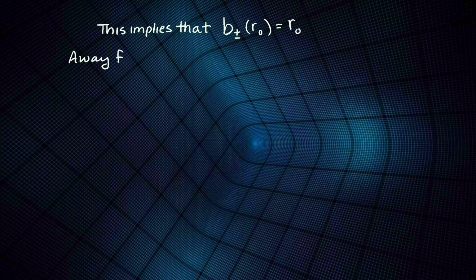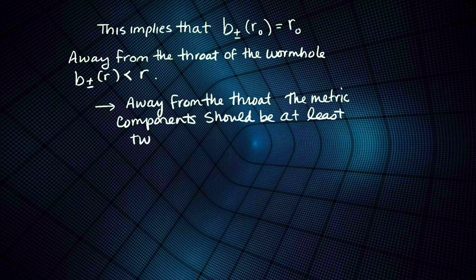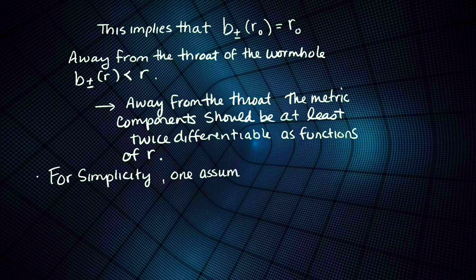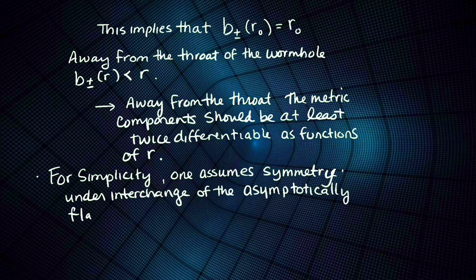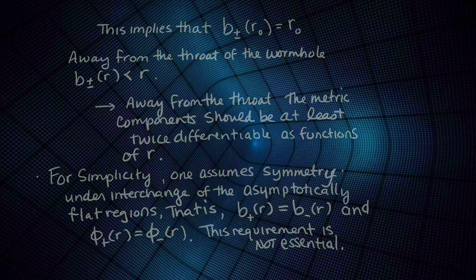What this implies is that our shape function at the throat is equal to r sub 0, and away from the throat of the wormhole, the shape function is less than r. Away from the throat, the metric components should be at least twice differentiable functions of r. And for simplicity, one may assume symmetry under the interchange of the asymptotically flat regions. That is, the shape function is the same on either end of the wormhole, and the redshift function is the same on either end of the wormhole. This requirement is again not essential, but very useful when we employ symmetry.